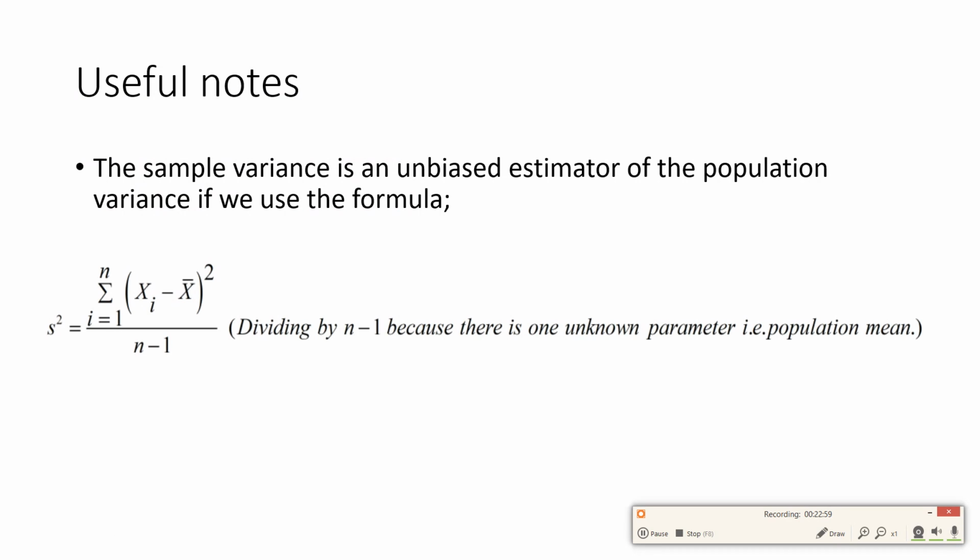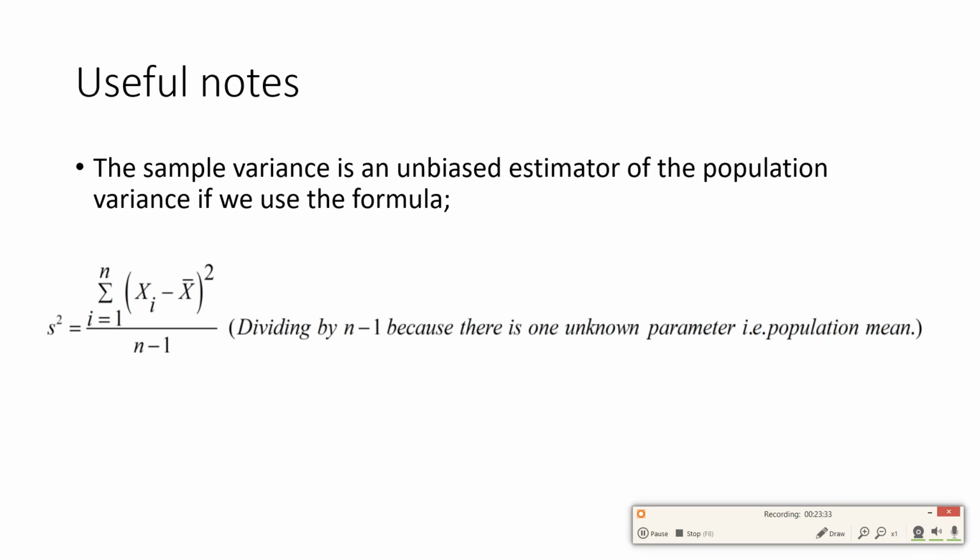Now there are some useful notes that will be used in the upcoming derivations. Recall that the sample variance is an unbiased estimator of the population variance. It means that if we are using sample data and we want an unbiased estimator for the population variance, then researchers have proved that this formula for sample variance gives an unbiased estimator for population variance.